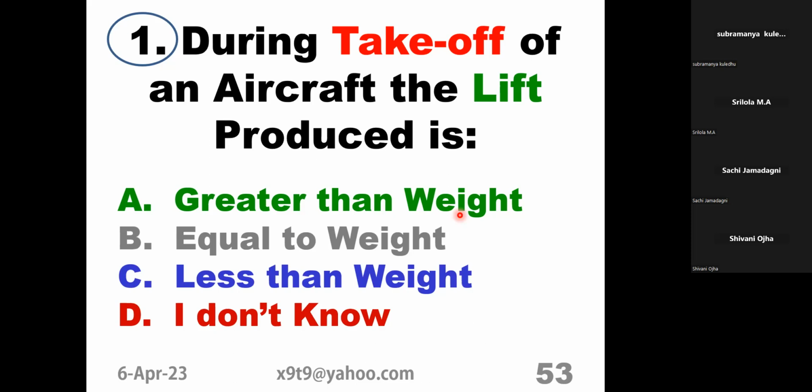So that engine power, whatever force it produces, that force is divided into two components. One is the horizontal component, another is the vertical component. The vertical component will help in lifting the aircraft from the ground. At that time, lift is not greater, it is less. The horizontal component works against the air resistance while moving through the air.